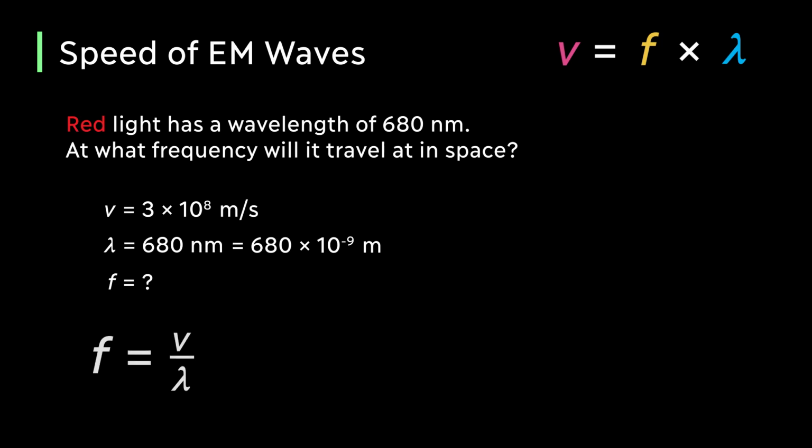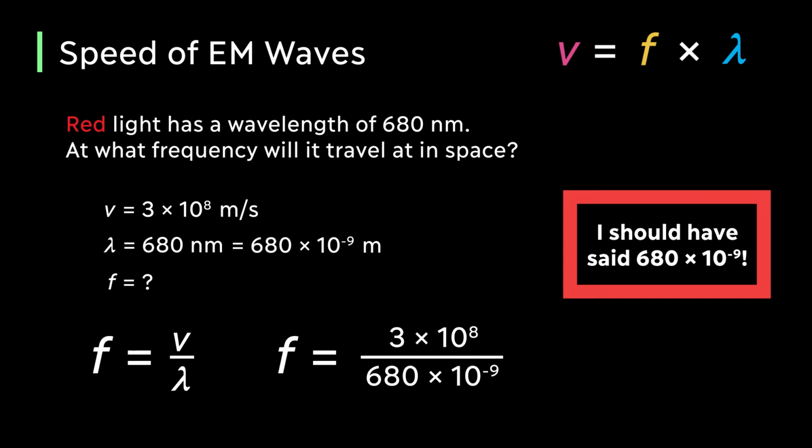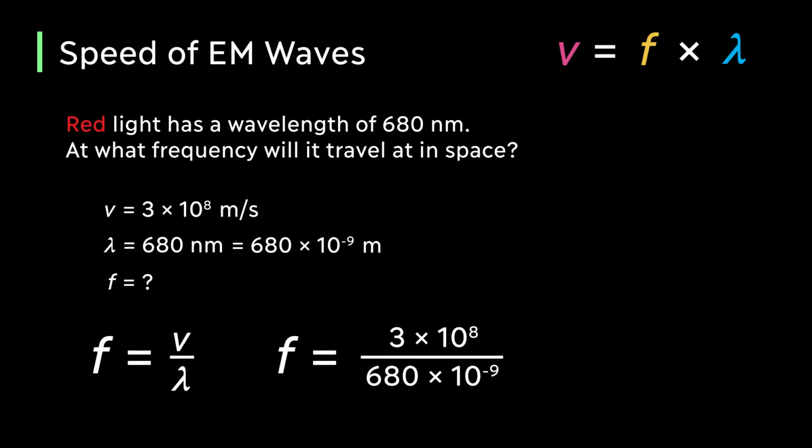We can rearrange our formula to give us f is equal to v over lambda. So that's just 3 times 10 to the 8 over 680 times 10 to the minus 9. And that gives us an answer of 4.4 times 10 to the 14 hertz. So for red light travelling in space, 440 trillion wave cycles pass a certain point every second.